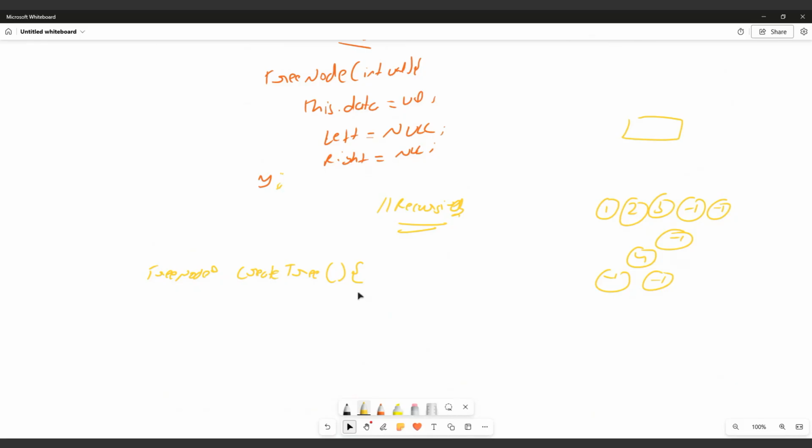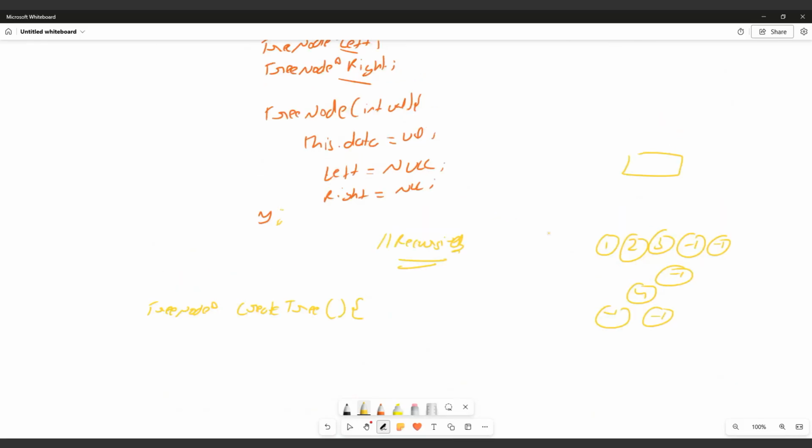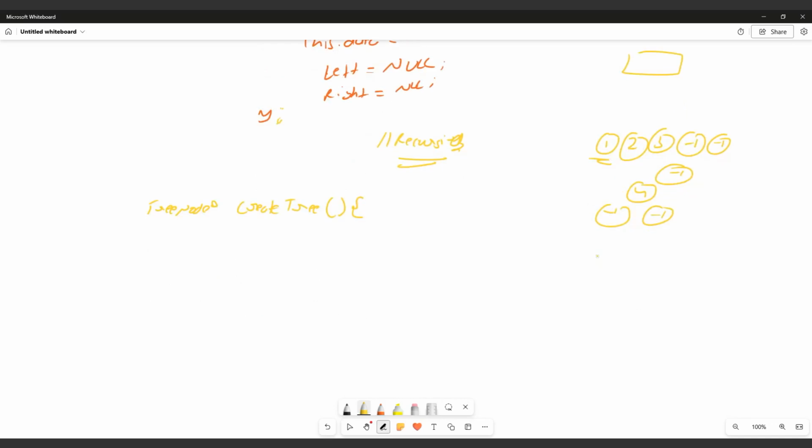What is the first step? The user is giving me certain data. So let's write this: int data, and cin data. We are taking data input. And first, let's check whether it is -1 or not. If it is -1, it means there is no root, it is pointing to null. There is no data, we are pointing towards null.